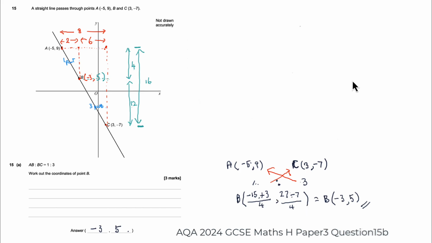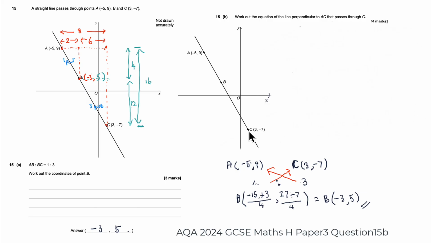So let's have a look at part B. And in this part we're asked to work out the equation of the line perpendicular to AC that passes through C. So that's a line passing through C perpendicular to AC.